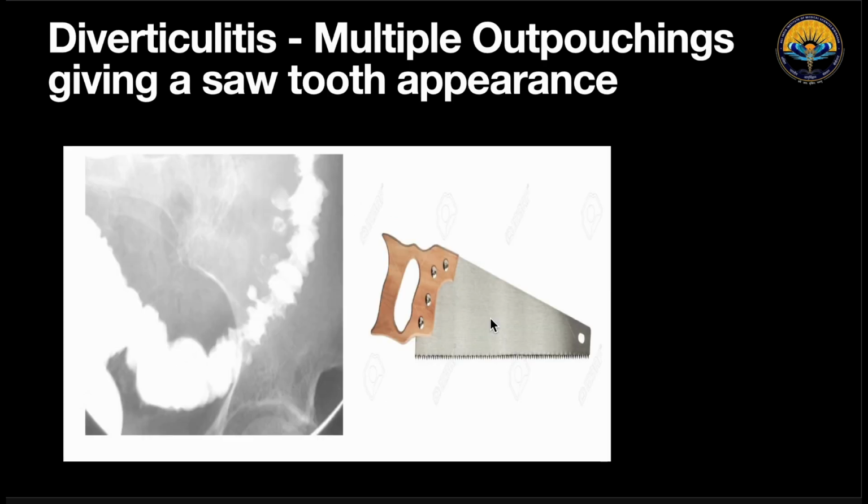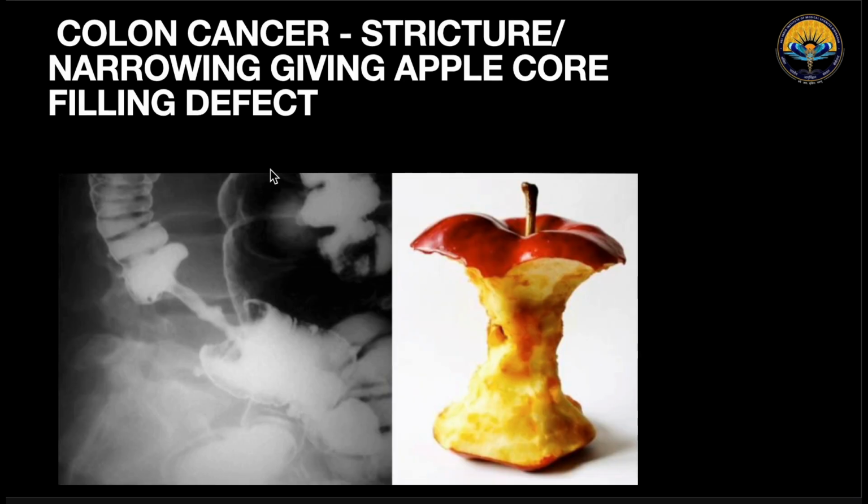Coming to diverticulitis, here we have multiple outpouchings giving a sawtooth appearance to the colon. So this is diverticulitis. Next is colon cancer. In colon cancer, there is formation of stricture and narrowing, giving an apple core deformity to the colon. This is mostly seen in the left part of the colon, that is the descending colon.